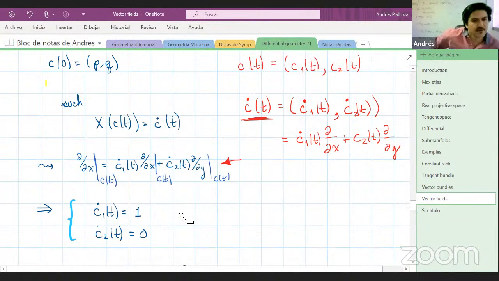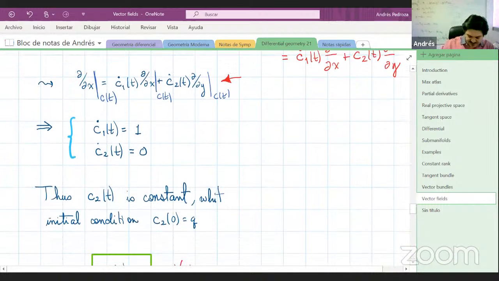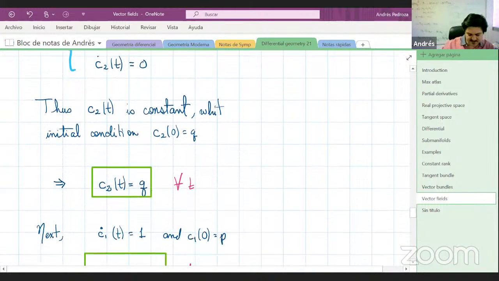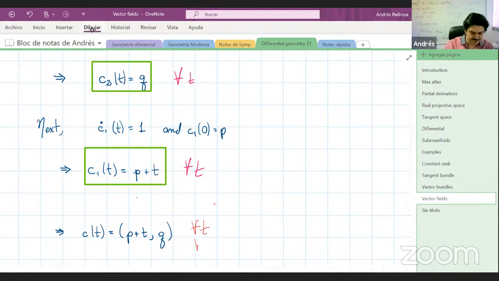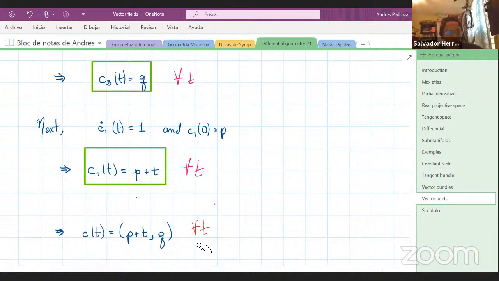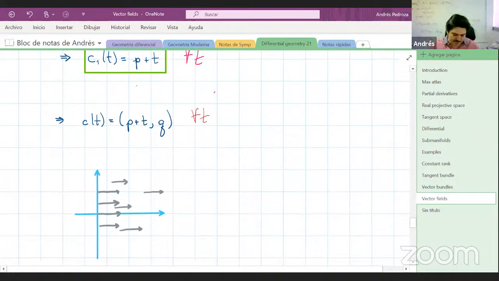So we have that system of ordinary differential equations. They are constant, but we have some initial condition, and we get this. So up to here, everything makes sense? Yes. Nice.